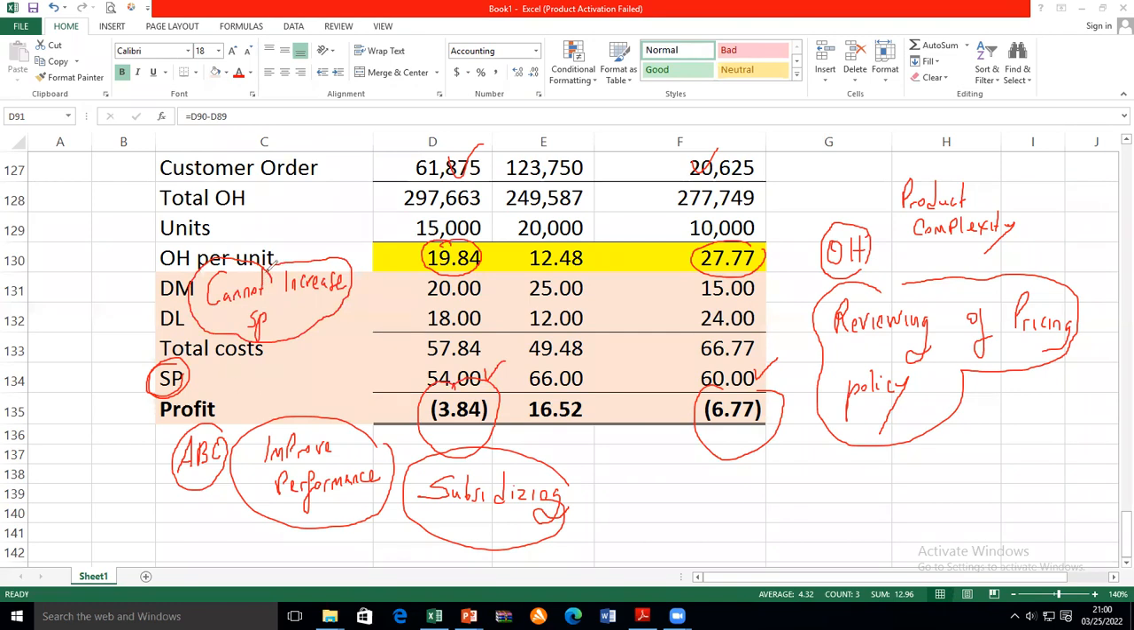Tawonga, what can you do if you can't increase the selling price in business? Market it wisely. We can do that. Also, what we can do is reduce the costs. How can you reduce the cost? You try to reduce the number of cost drivers.